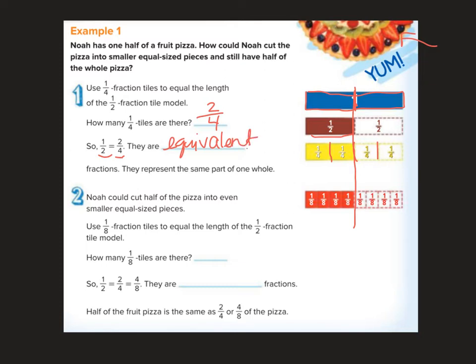Noah could then cut each 1/4 piece into 8 equal pieces, which is exactly what I did on the last one too. How many 1/8 tiles are there? We're going to eat 4 out of 8. Right? 1, 2, 3, 4, but it's all worth the same amount. So 1/2, 2/4, and 4/8 are equivalent fractions. Right, let's move on.